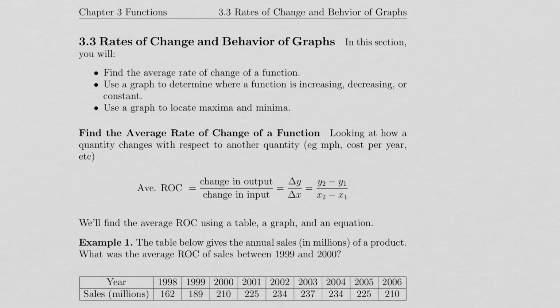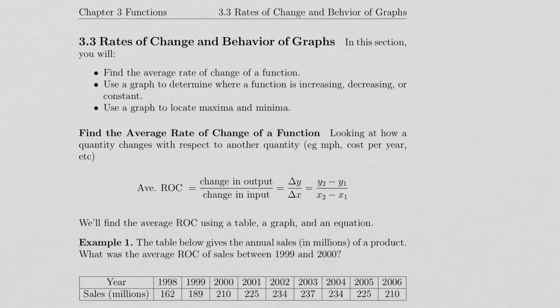Okay, so basically we're looking at how much one quantity changes with respect to another quantity. Let's say the average rate of change is a speed, so the change in output could be the number of miles you traveled, and the change in input could be the number of hours that you traveled. Or it could be cost per year. So it's always going to be how one quantity changes with respect to another quantity.